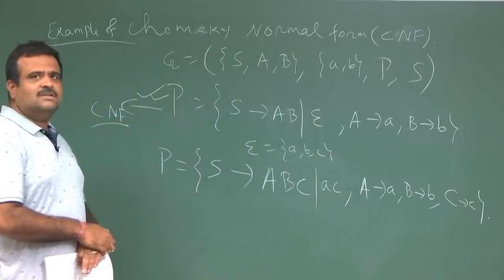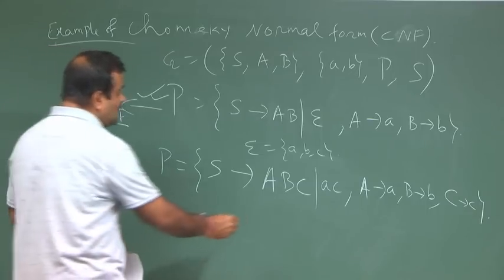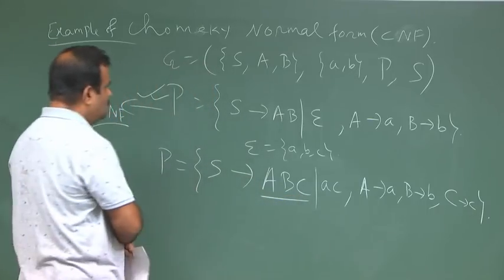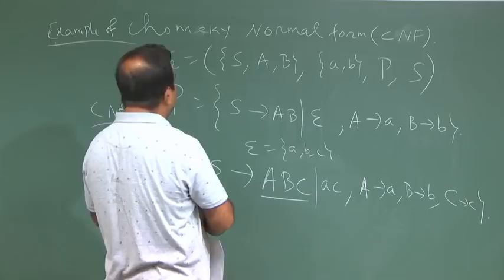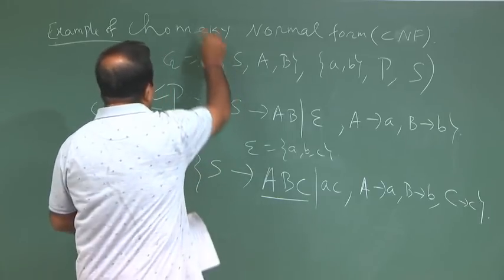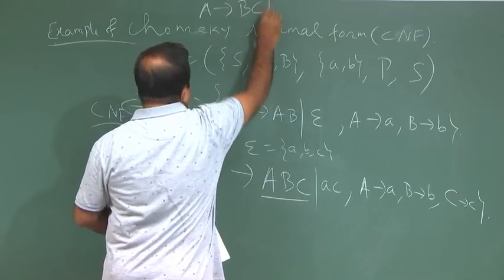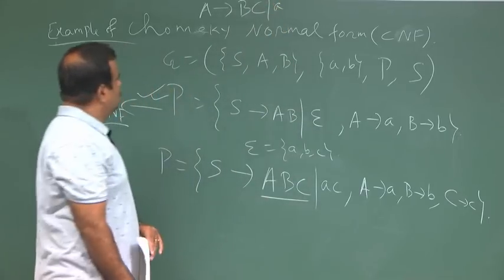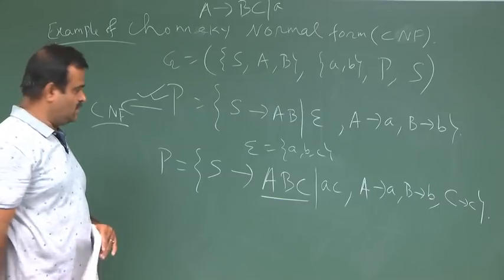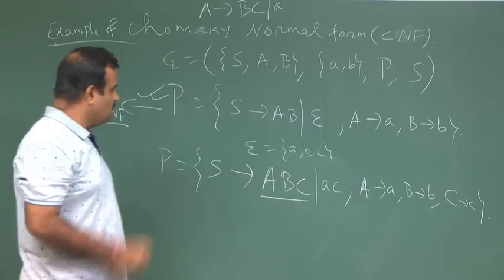Now, this is not in CNF. Why? Because this is having 3 variables. For CNF, we need to have only 2 variables. So, CNF will be of this form: A goes to B C, or A goes to some terminal.